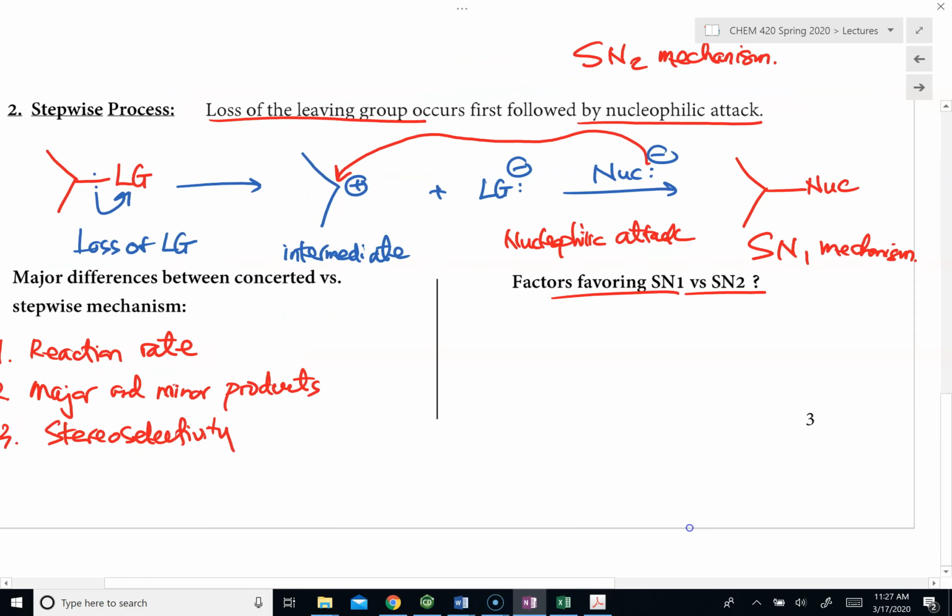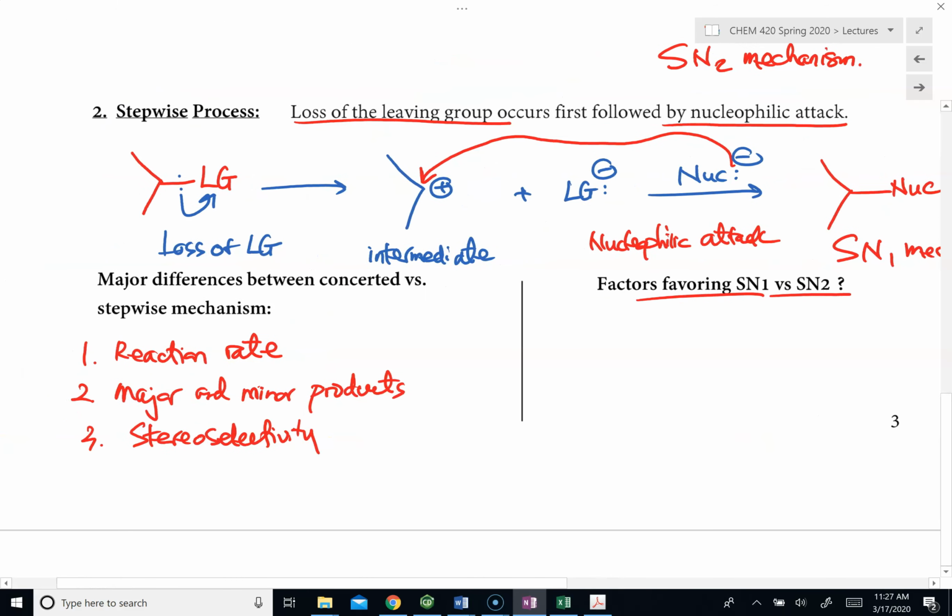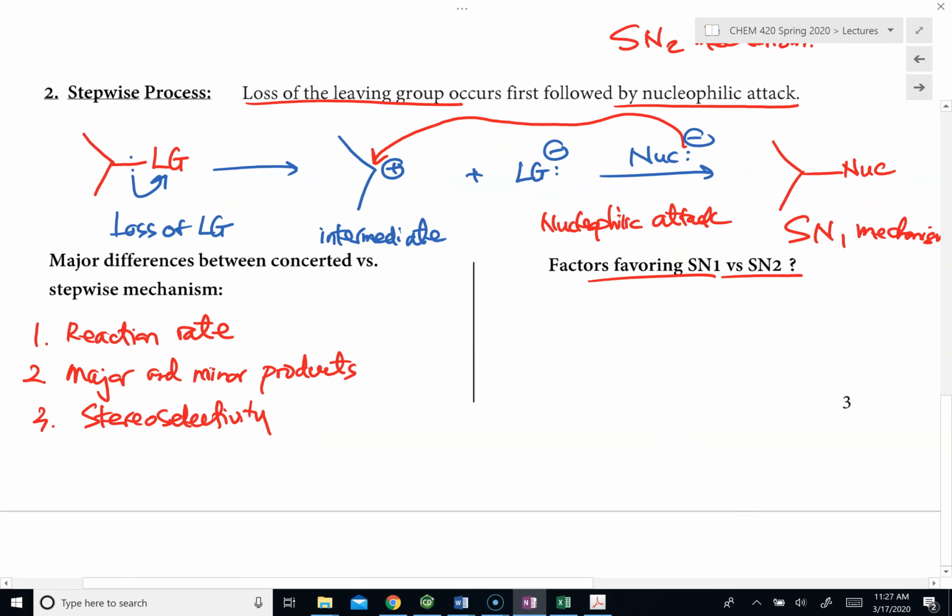So, depending on whether the reaction follows an SN1 or an SN2 mechanism, these are the differences that they can produce. So how do we know whether it would undergo SN1 or SN2? The answer, it depends on the following factors. First, what is the nucleophile? The type of nucleophile can affect whether the reaction would undergo an SN1 or SN2 mechanism.